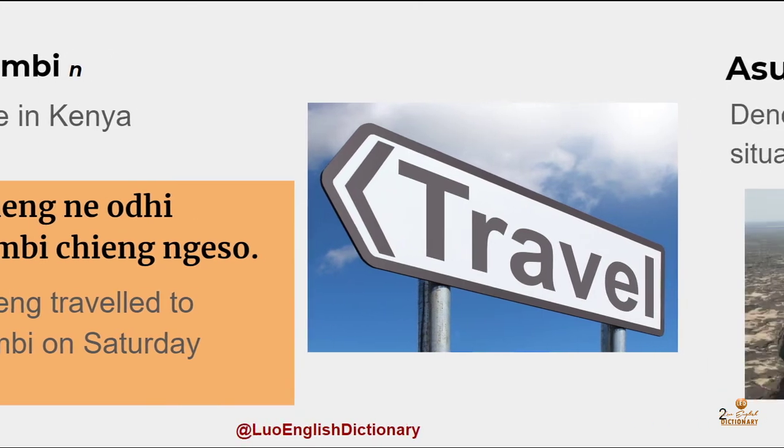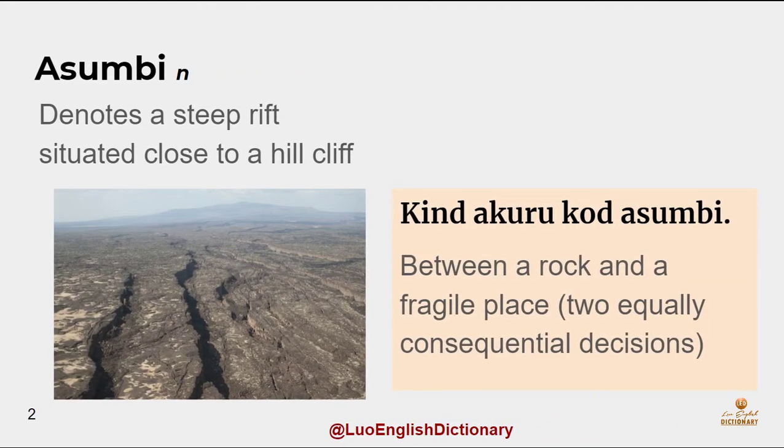Then another Asumbi would be, Asumbi denotes a steep rift situated close to a hill cliff. Now there is this saying that between a rock and a hard place, in Luo you would say, Kind akuru kod Asumbi. So that's between 2 fragile, equally consequential decisions.